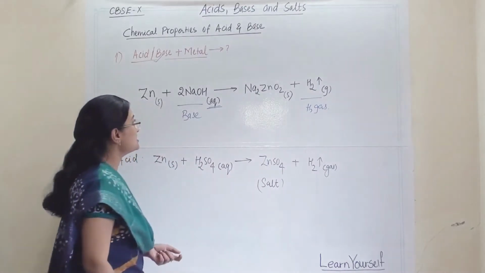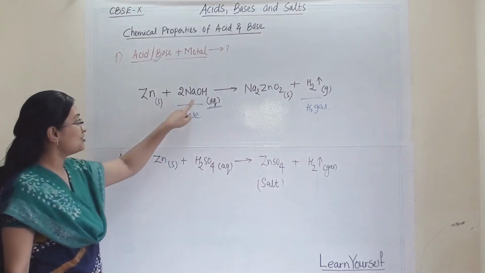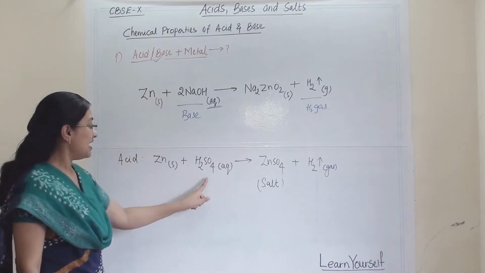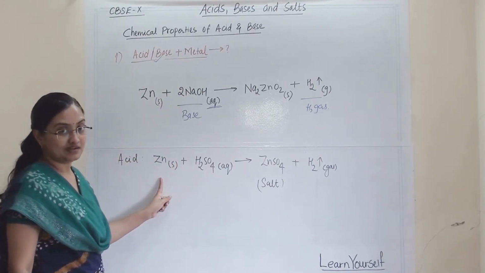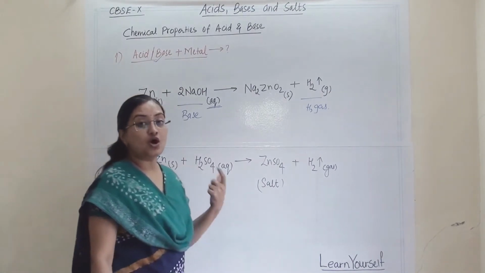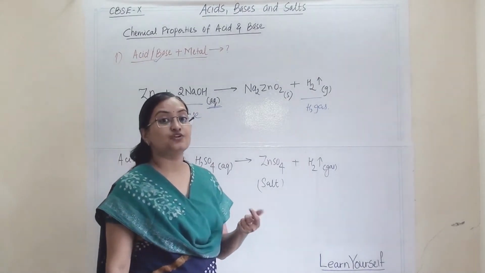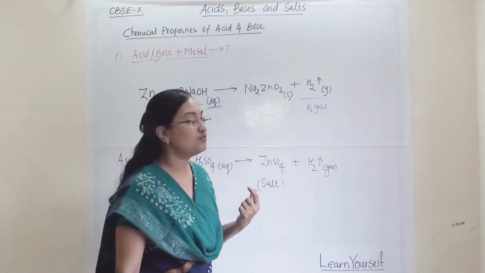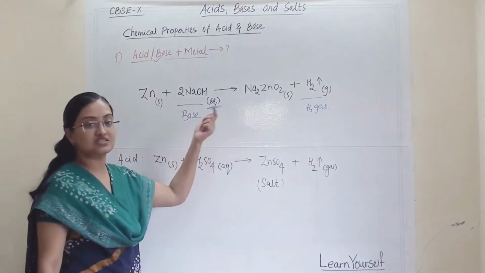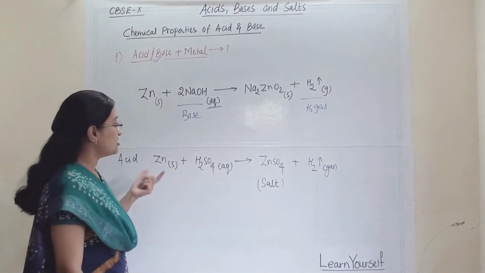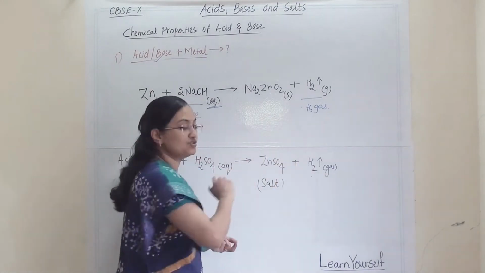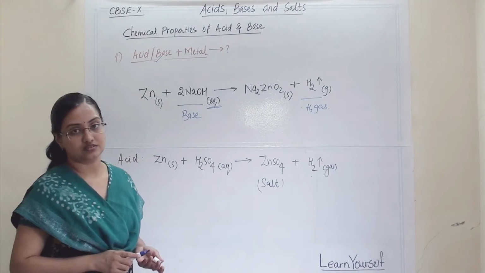So this is about the reaction of base with metal and acid with metal. We will not get hydrogen gas with all acids and all bases. It depends upon which kind of salt and substance they are making. But in some of the reactions we will get hydrogen gas as a product.